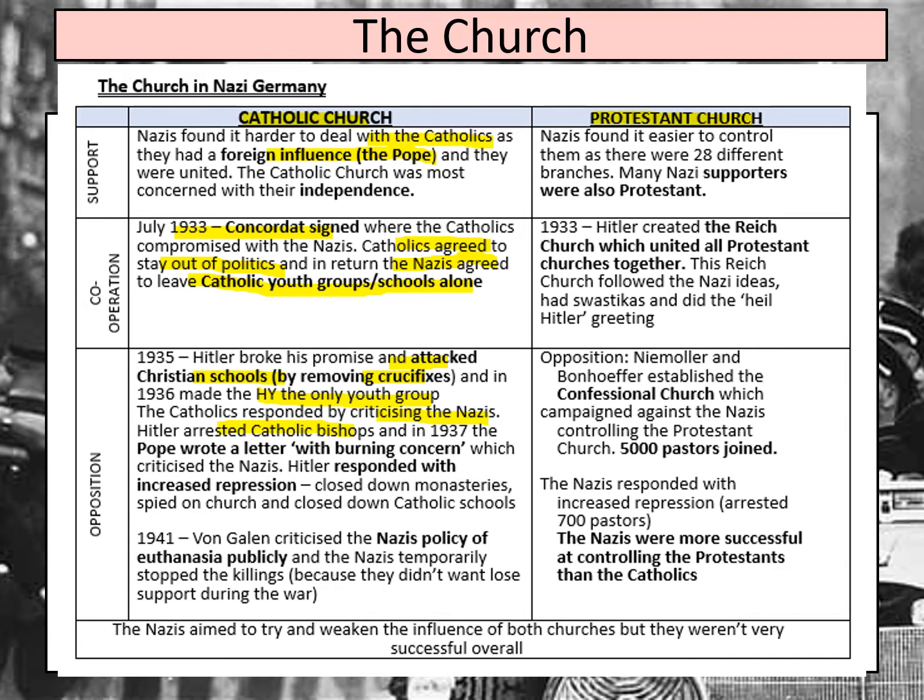In 1937, the Pope got involved and wrote a letter called With Burning Concern, or With Burning Grief, which criticised the Nazis and said what they were doing was wrong. Hitler, rather than stopping, just responded with increased repression. He closed down Catholic monasteries, spied on the church leaders, and closed down their Catholic schools.